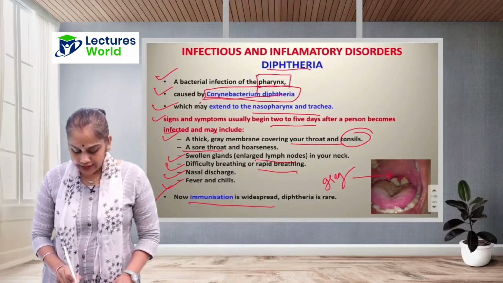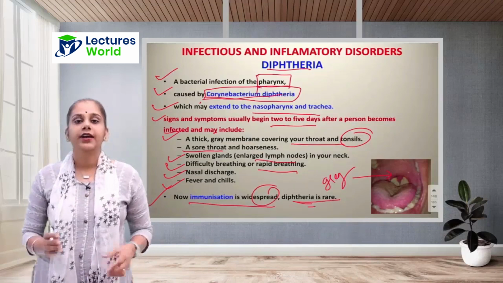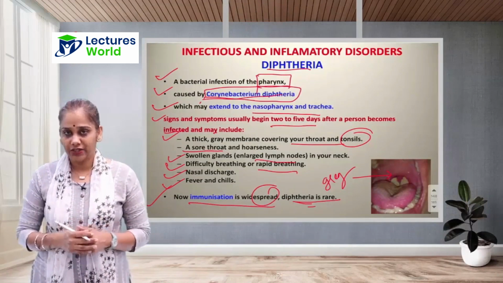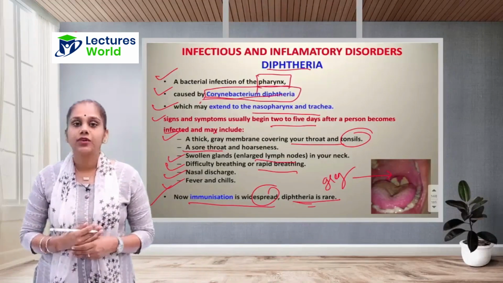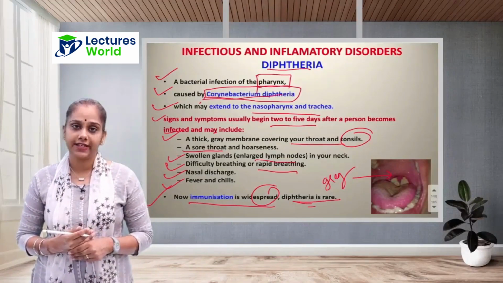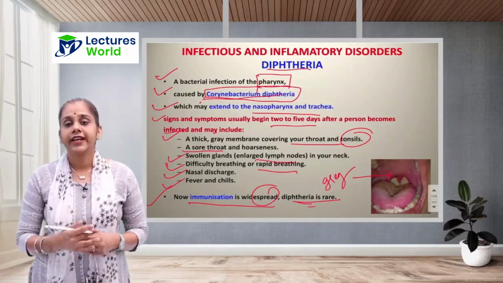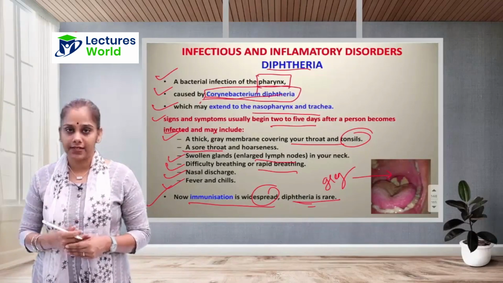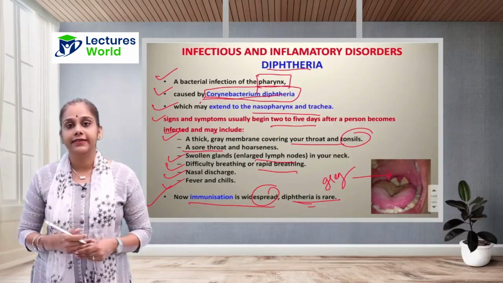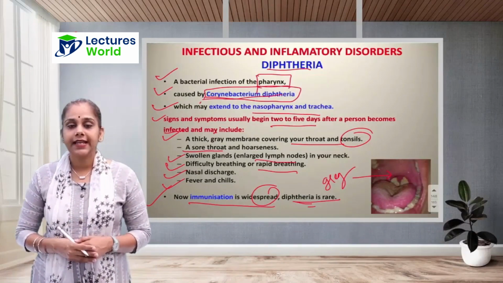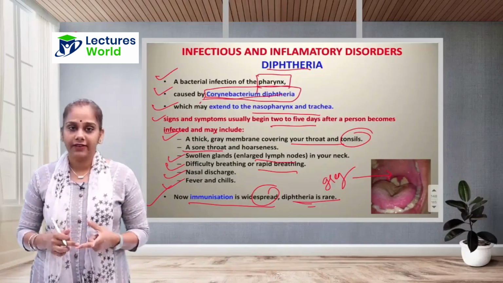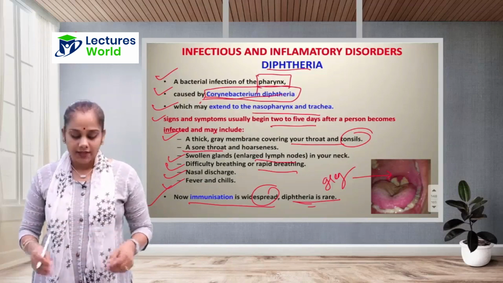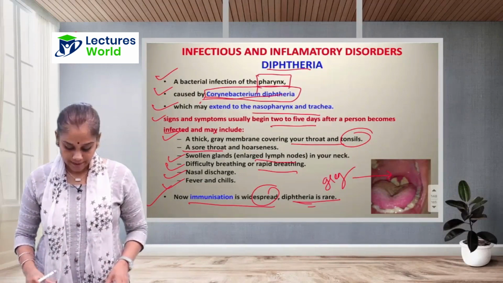So these are the common symptoms of diphtheria. Now that immunization is widespread, diphtheria is rare. Nowadays diphtheria is a very rare condition, not a common one. Why? Because immunization or vaccination is available in today's era. The vaccine is DPT: diphtheria, pertussis and tetanus. This vaccine is given to children at 6 weeks, 10 weeks and 14 weeks after birth. So this is about diphtheria.